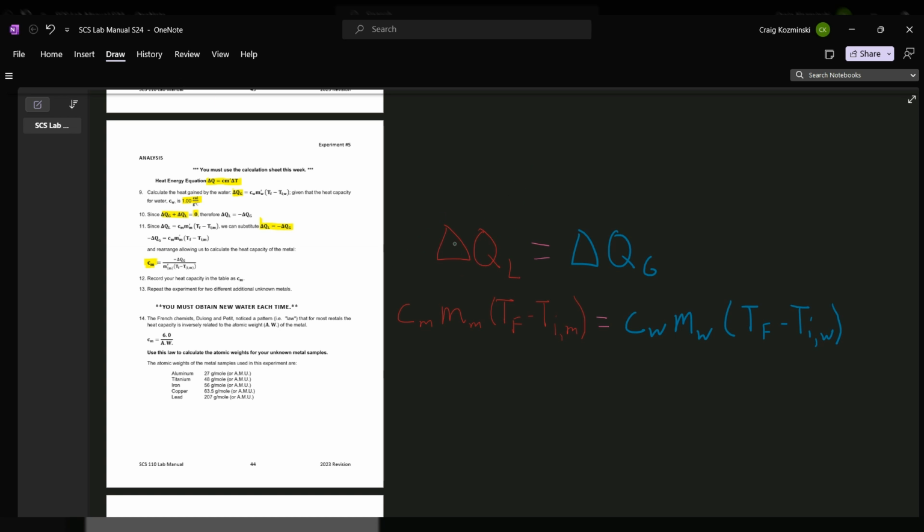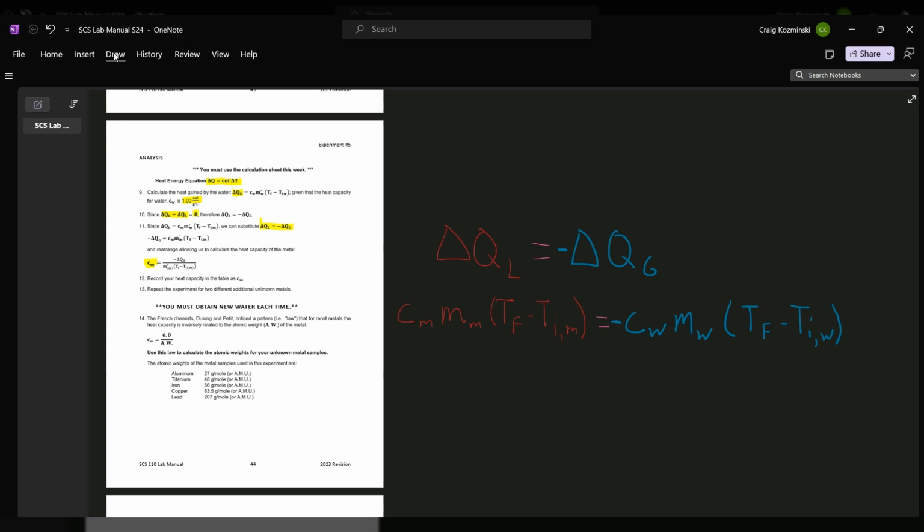So the heat energy lost is equal to the opposite of the heat energy gained. And so if I replace delta QL with the information for the metal, it's the heat capacity of the metal times the mass of the metal times the final temperature of the metal minus the initial temperature of the metal, excuse me. This is set equal to the heat capacity of the water times the mass of the water times the delta T of the water.